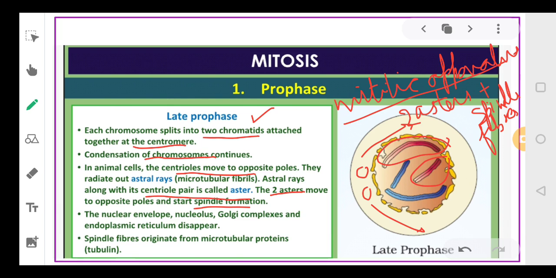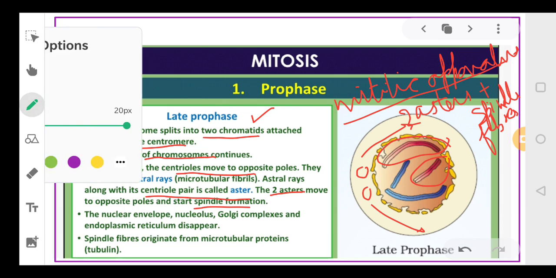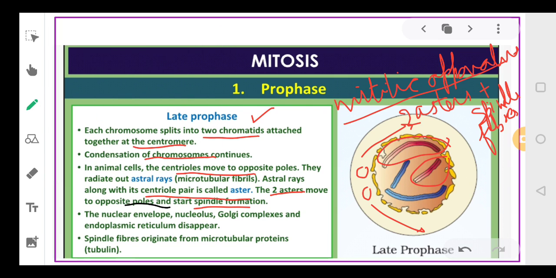Now along with this we will observe that the nuclear envelope will disappear. Okay, the envelope around the nucleus will start disappearing. Golgi apparatus will disappear. Endoplasmic reticulum will disappear. Nucleolus will disappear. So all these structures will start disappearing, right? And spindle fibers will start originating from the microtubular proteins.